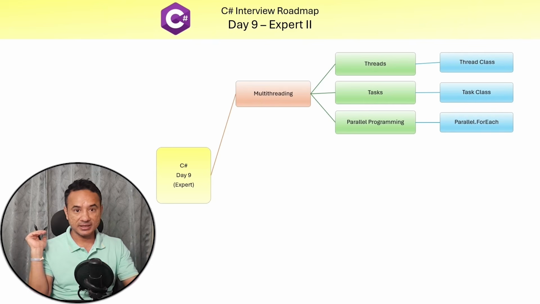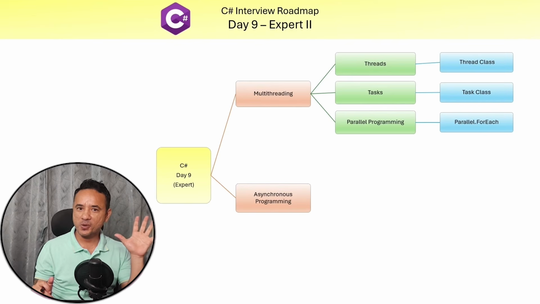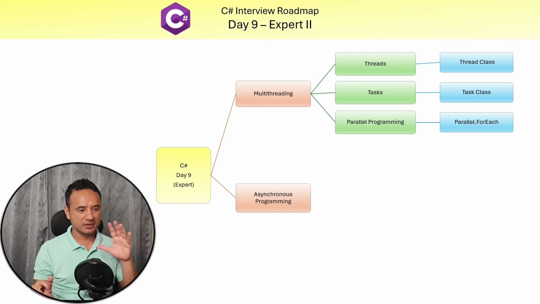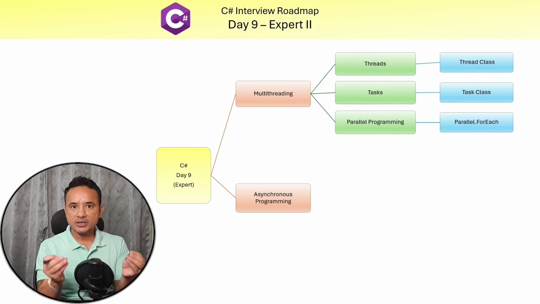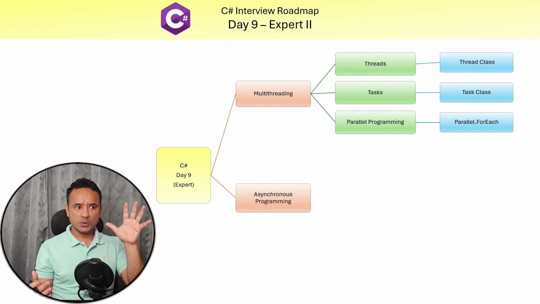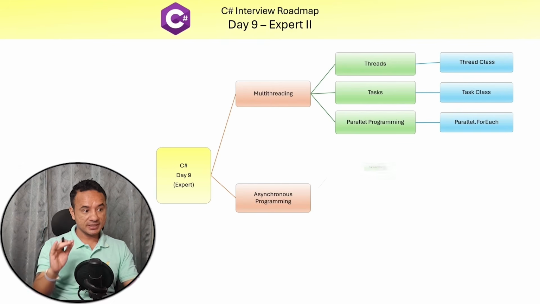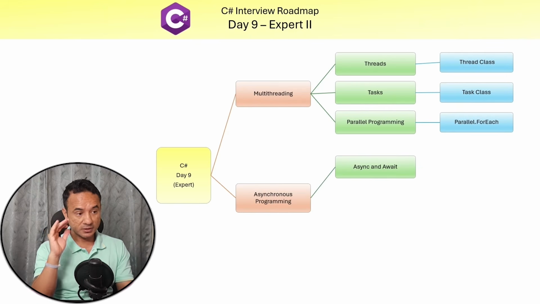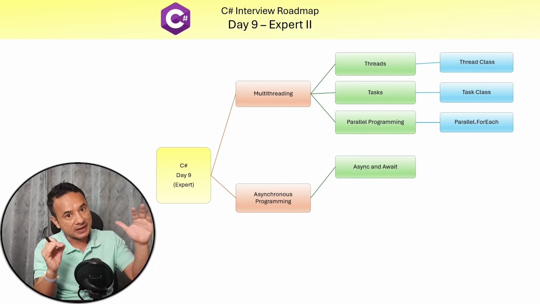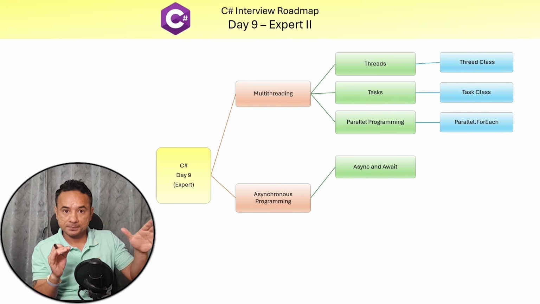Okay, that is multi-threading. Now asynchronous programming, one of the very important concepts in modern C sharp. The purpose of asynchronous programming is to keep applications fast and responsive, especially when you are waiting for long running operations. For this, the async and await keywords are used. Async marks a method as an asynchronous method, and await pauses the execution until the task is complete, without blocking the main thread. So very important.